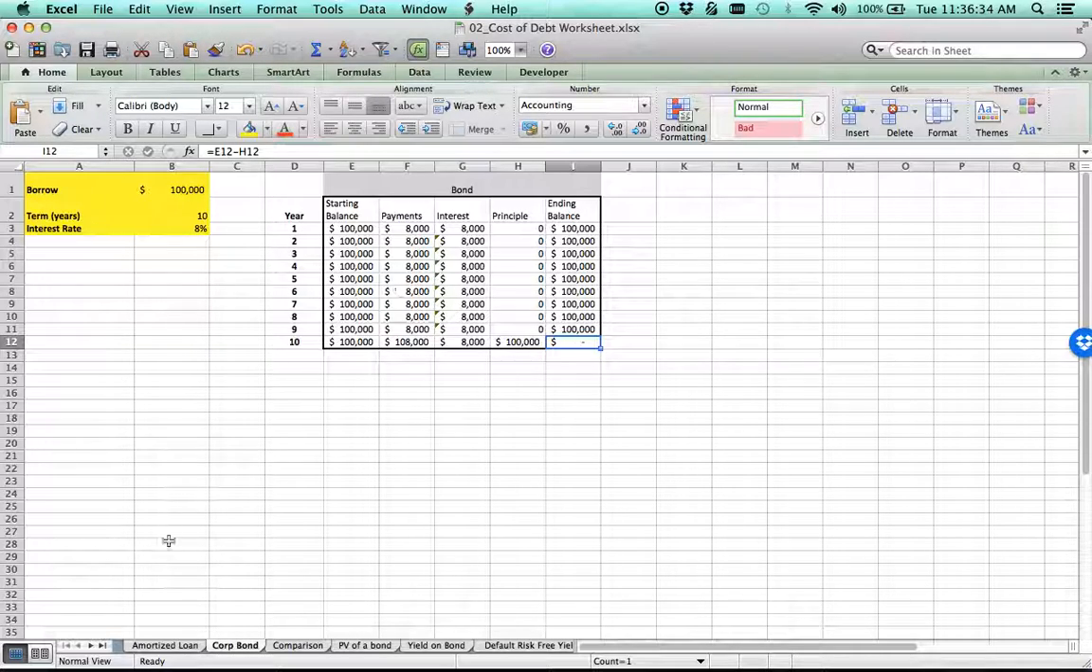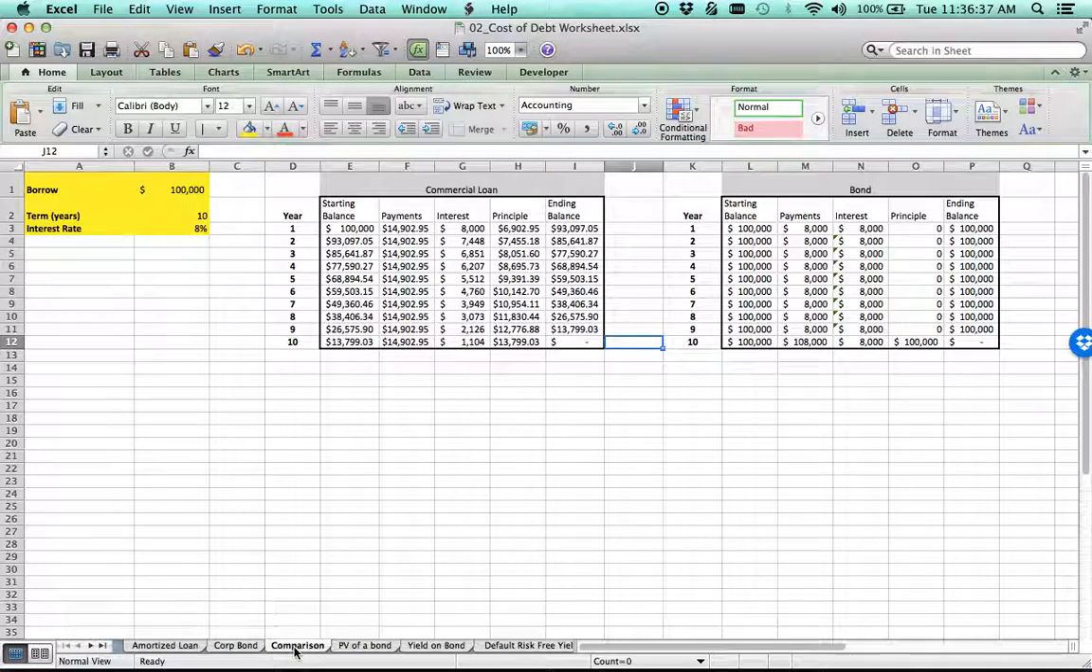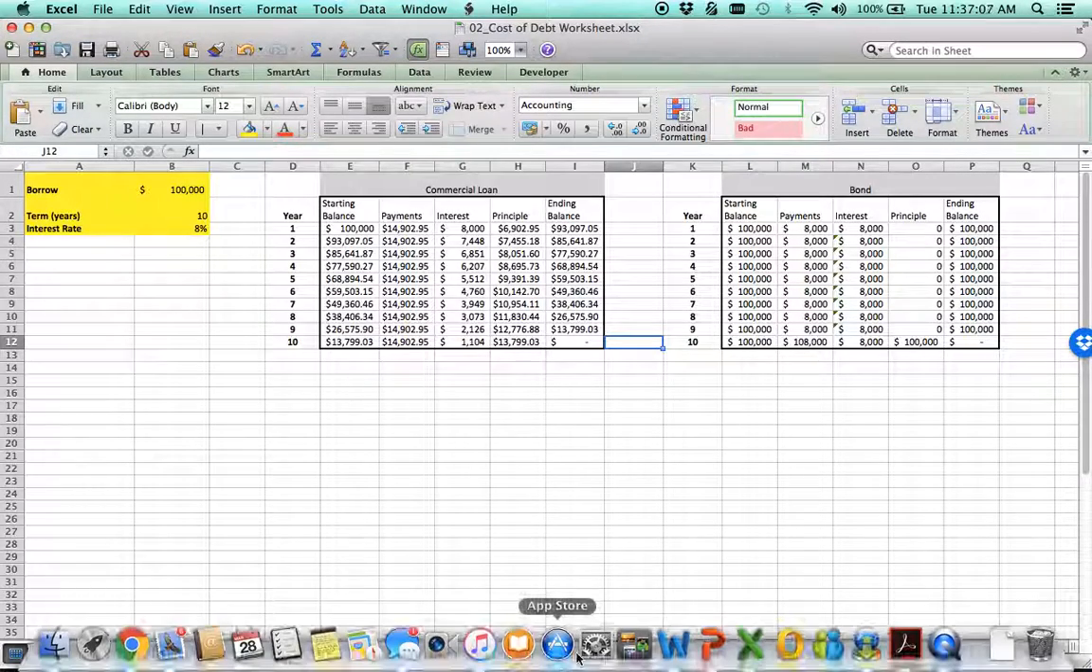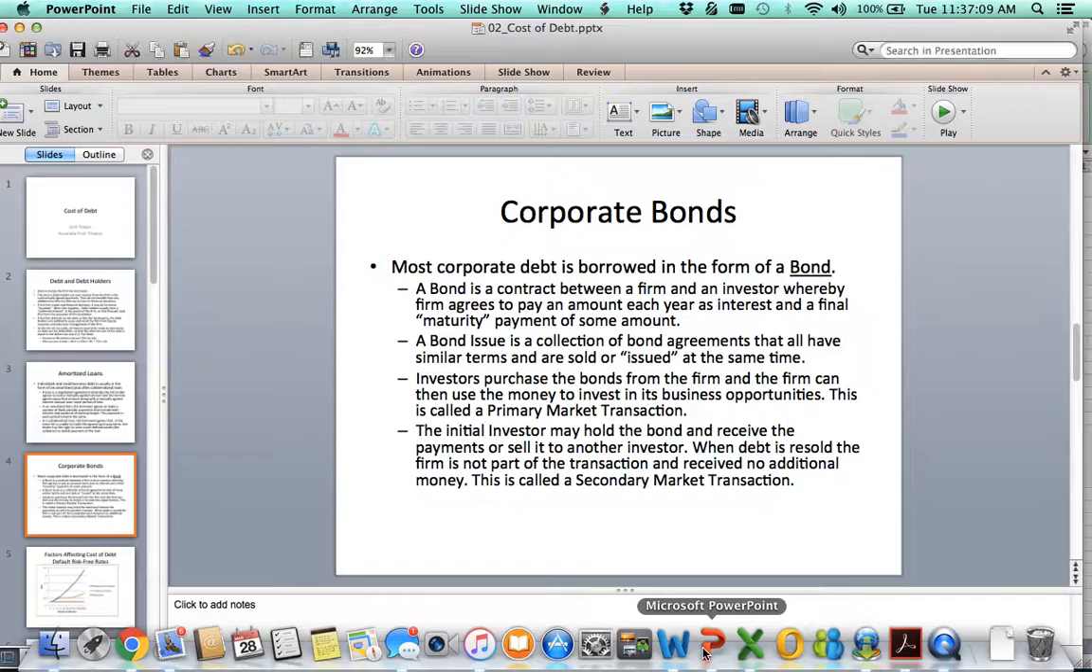Now, if we want to compare between those two, again, you can see you're starting out with $100,000 that you are committed to pay to somebody, and that it has to all be paid off by the end of year 10. The difference is with the commercial loan, you're paying some of it off a little along the way, which is also reducing the total amount of interest that you pay along the way, versus with the bond, you're paying the full interest all the time, and at the end you have to come up with all $100,000.